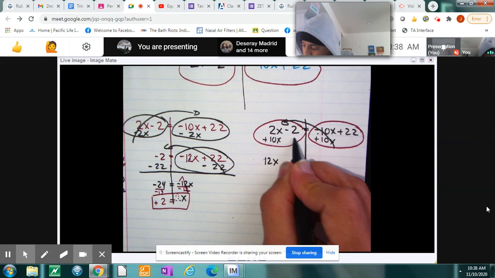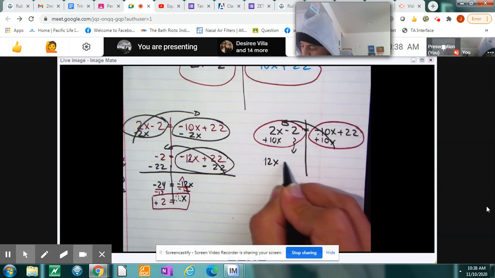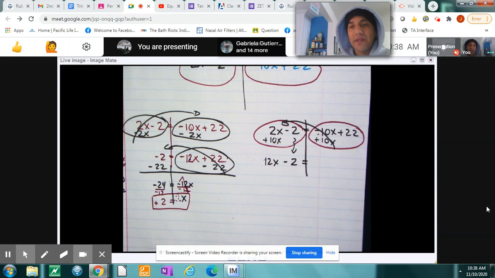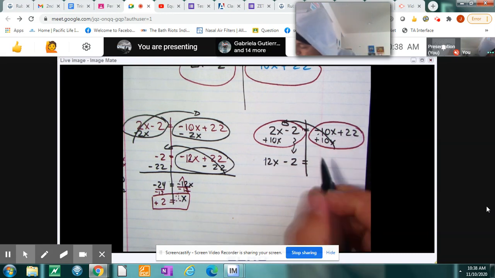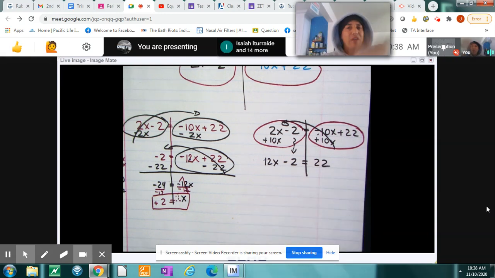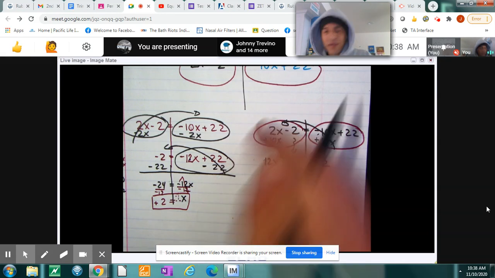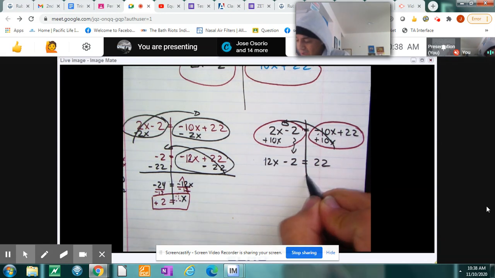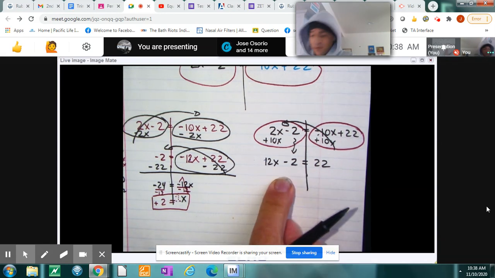What happens to this -2? Drop it down. Drop it like it's hot, right? And then what happens to the 22? You drop it, right? Some kids like to do all of it at once. Don't, because there's a chance of getting a mistake. Just do one thing, drop it down. Do another thing, drop it down. All right. So that's the thing. So now this is what we've been doing, right?